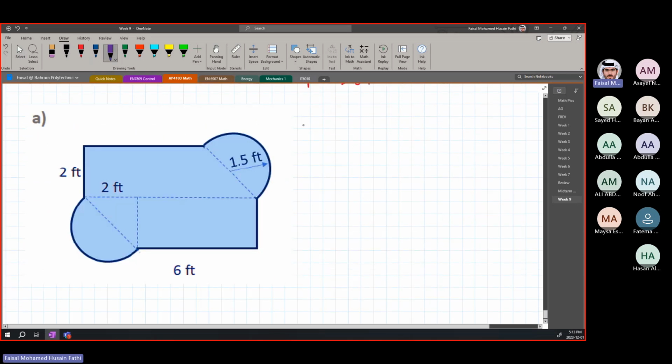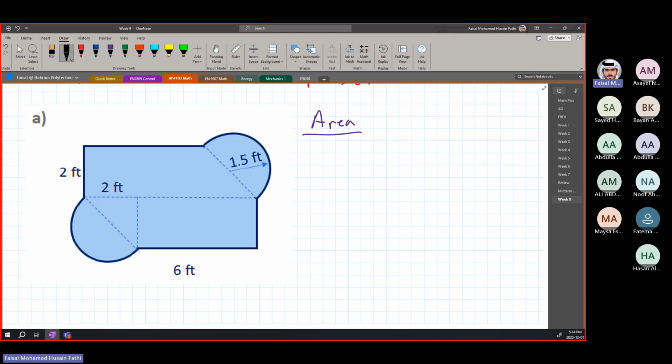For the area, we have some pieces we need to assemble or break down, then reassemble again. So what are the pieces we have? First, we have the semicircles, okay? Because the areas of the semicircles are equal, we just have to do the calculation once, which is this semicircle here and this semicircle here.